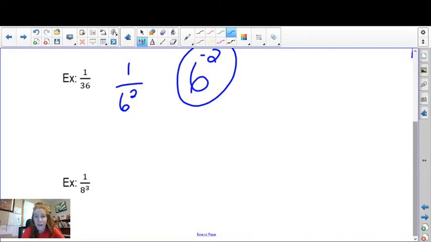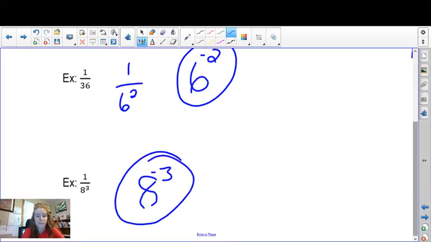Next one, again, I already have an exponent, so all I have to do is keep the base the same, bring up the exponent, and make it negative.